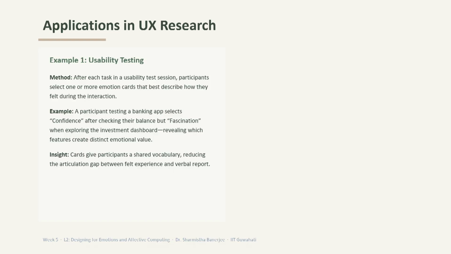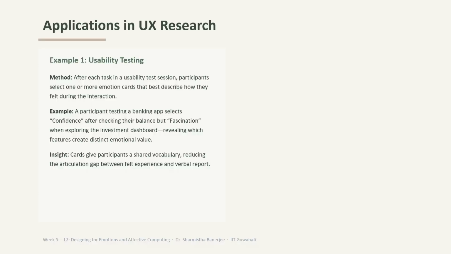So now we will discuss how to apply this knowledge into user experience research. Let's say I am going to design usability testing, and we will discuss more on usability testing in later weeks, but I will show you samples of how to perform it in different kinds of user research already. The method here is that after each task in a usability test session, participants select one or more emotion cards that best describe how they felt during the interaction, and that helps in understanding and helps the user in verbalizing what exactly they felt.